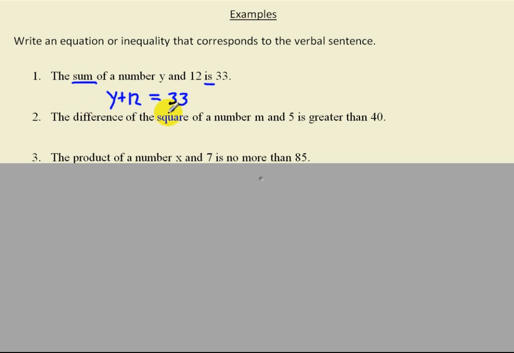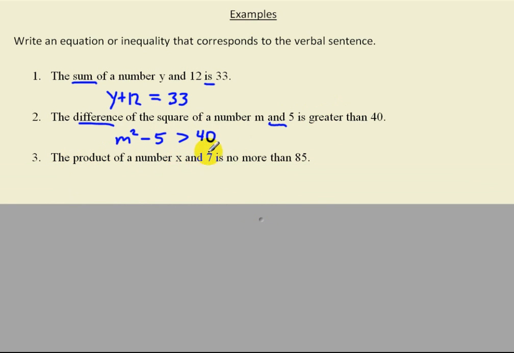The difference of the square of a number, m, and 5 is greater than 40. So difference tells us that we're going to subtract. And the and tells us where the subtraction is going to be. So the square of a number m goes first. That will be m squared and 5. So the difference of m squared and 5 is greater than 40.